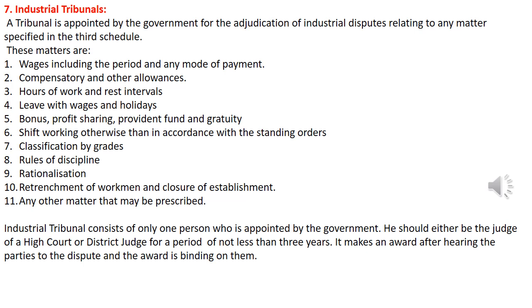So the Industrial Tribunal consists of only one person who is appointed by the government, and he should be either a judge of a high court or a district judge for a period not less than 3 years, and he makes an award after hearing the parties to the dispute, and the award is binding on the parties. So these are the adjudicating and the conciliating boards which are involved in the prevention and settlement of industrial disputes.